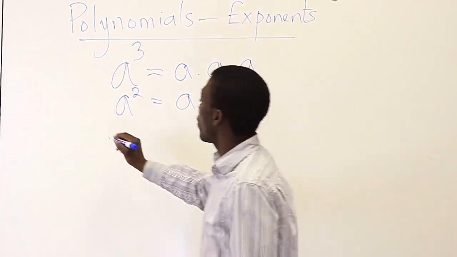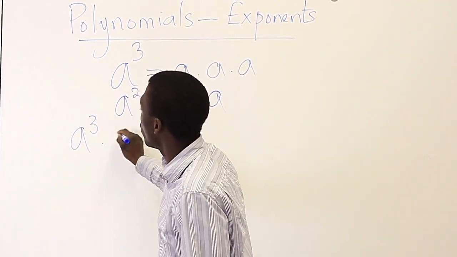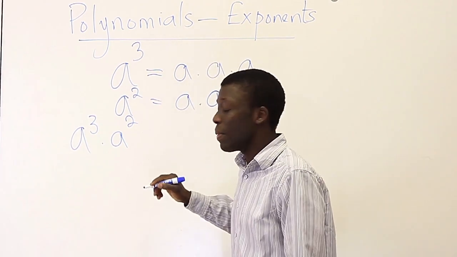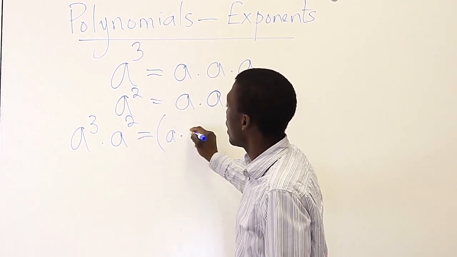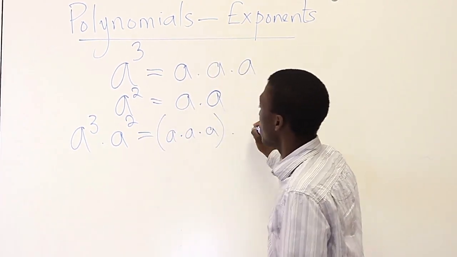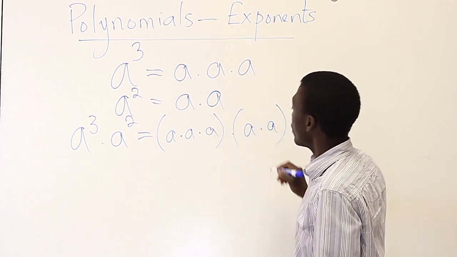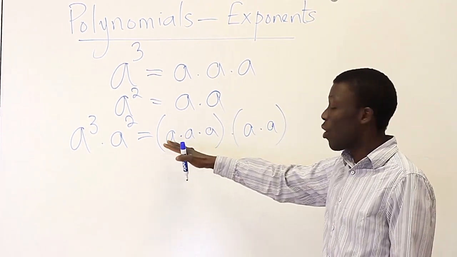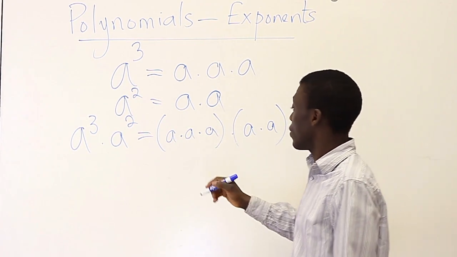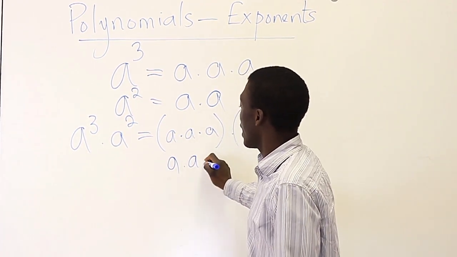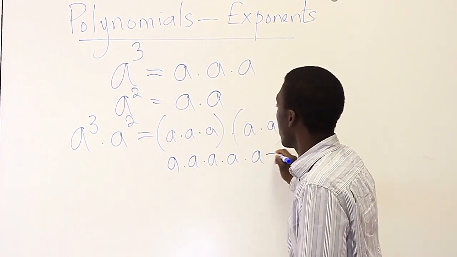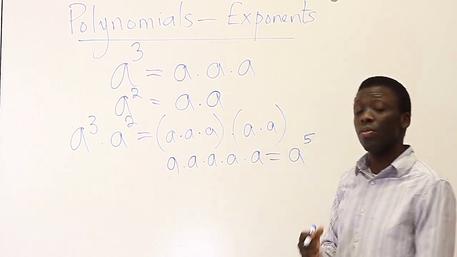So if someone were to ask you what is a cubed times a squared, what they're basically saying is a times a times a times a times a. And notice that all you do is essentially drop the parentheses and you would get a times a times a times a times a, which is the same thing as a to the fifth power.